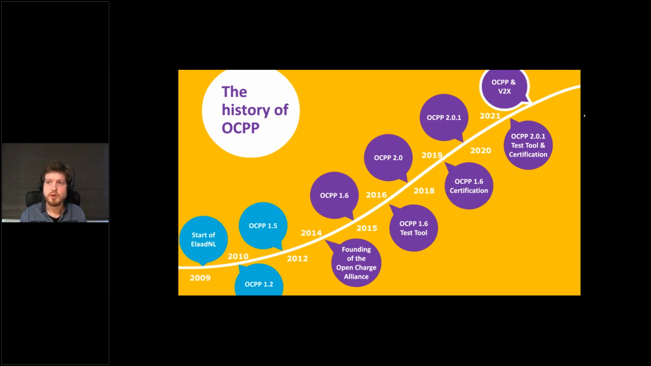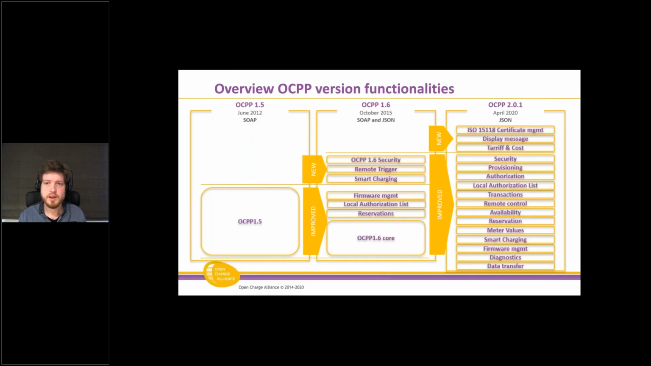OCPP 2.0.1 is now the latest version of OCPP. Here I want to highlight the features and functionalities within the several versions of the protocol. The protocol grew in size. If you look at the amount of features described within the protocol, OCPP started with several basic features like transaction handling, booting, configurations, all the basic stuff you need to be able to charge and communicate the information you need to your CSMS.